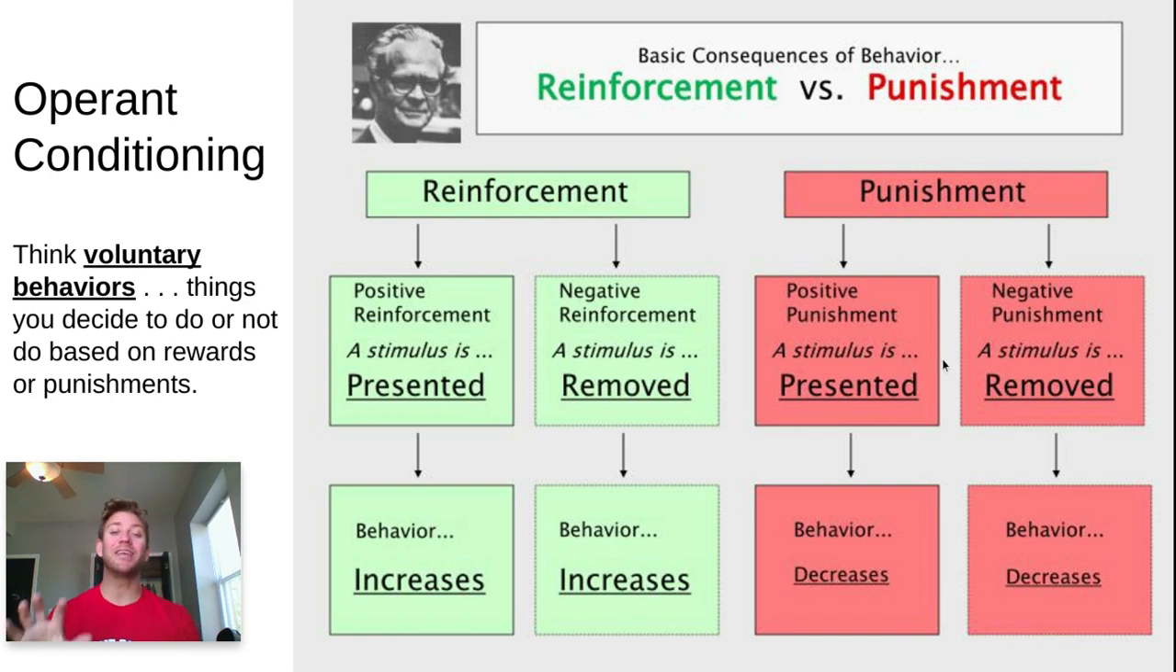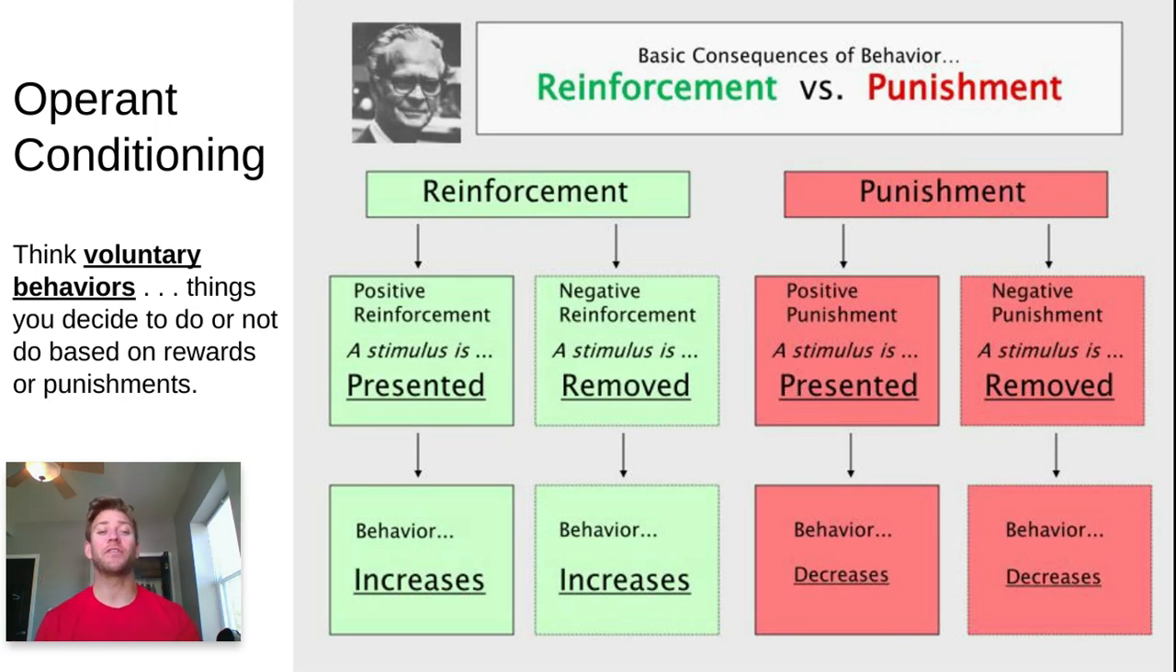Positive punishment is I'm going to give you something that you do not want in order to decrease that behavior. So what I'm going to do is give you a detention if you come to class late. So I want that behavior to decrease. I want you to come on time. And so I'm going to give you something you don't want.